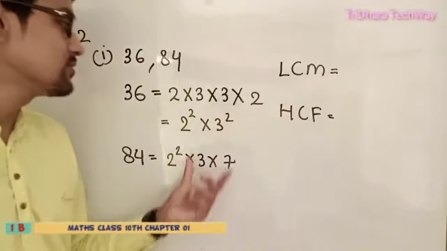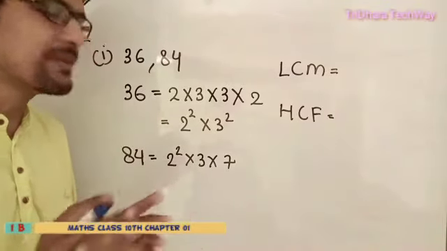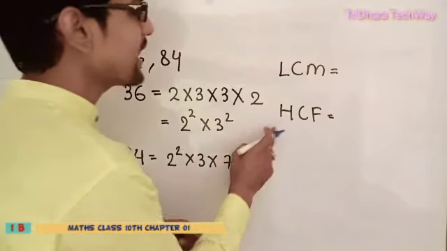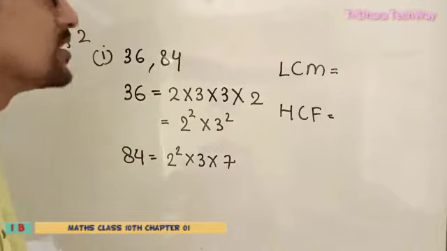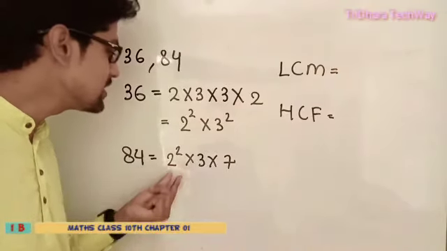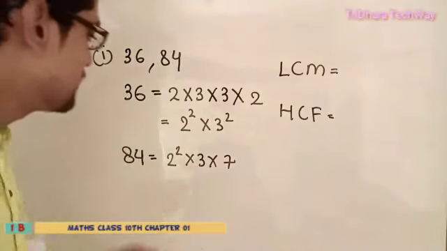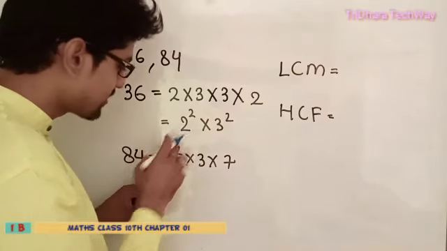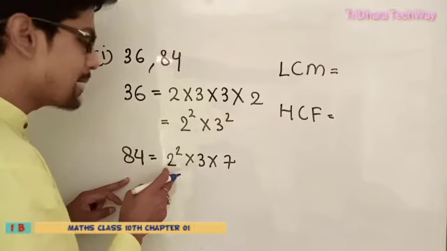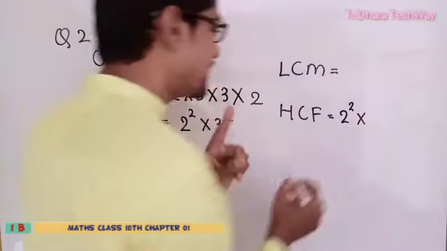Okay, now I'm going to give you a trick which helps you find HCF and LCM in all of the questions. The trick is that whenever you are going for HCF, take the lowest value of all the numbers which come in both of the numbers. Look, 2 square and 2 square are both the same. It means 36 also has 2 square, and 84 also has 2 square. So you can write 2 square one time.